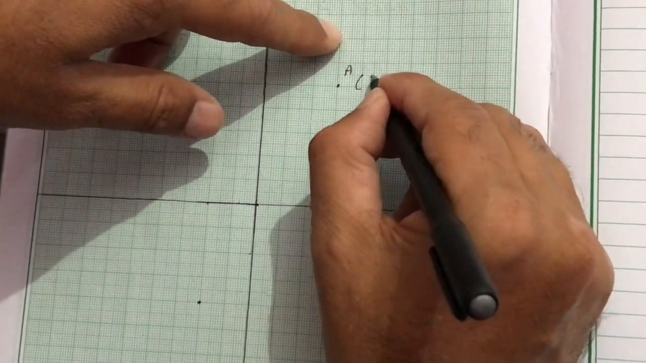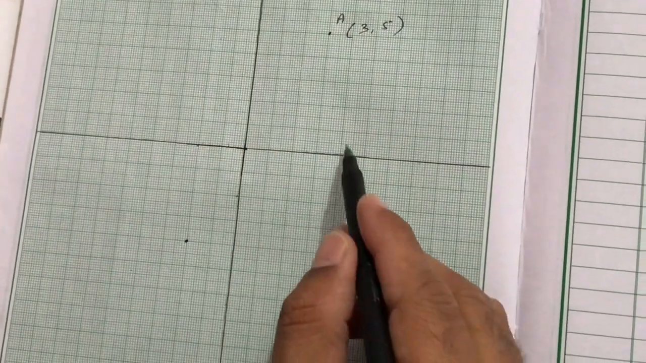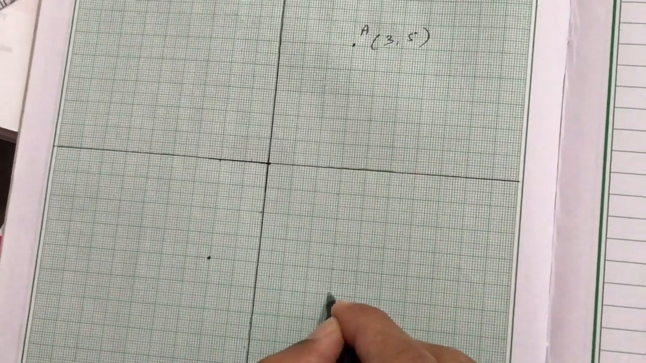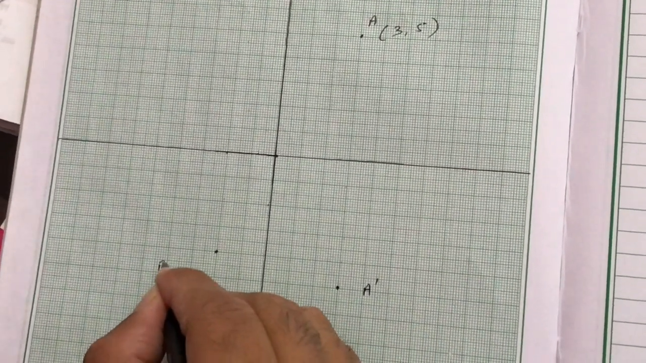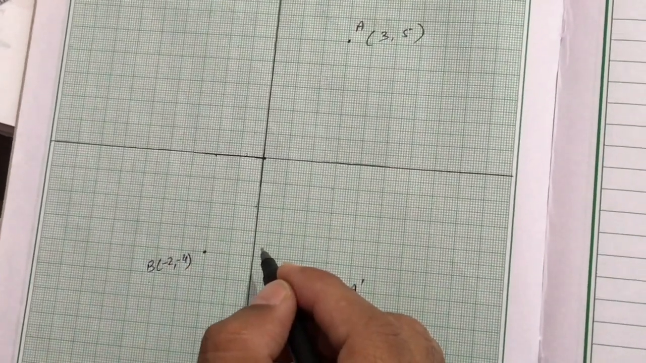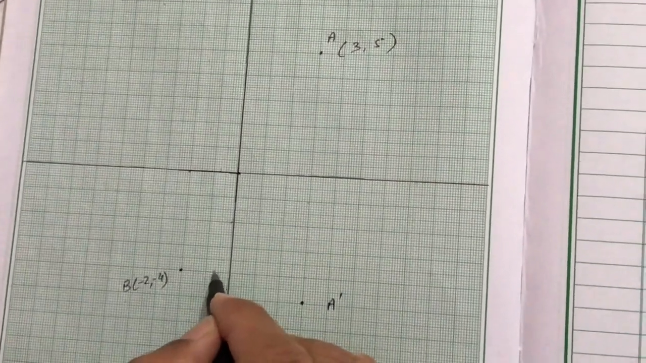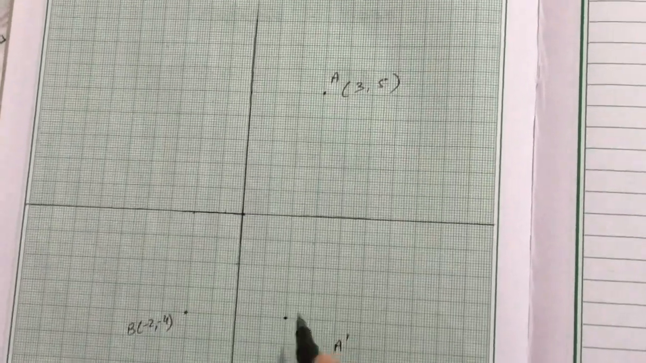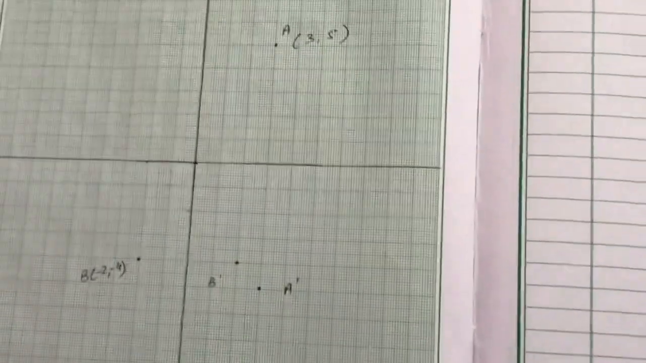A is 3, 5. It will become 3 and minus 5. This is the image of A. B is minus 2, minus 4. When I reflect in the y-axis, it will become 2 and minus 4 here. 2 and minus 4.